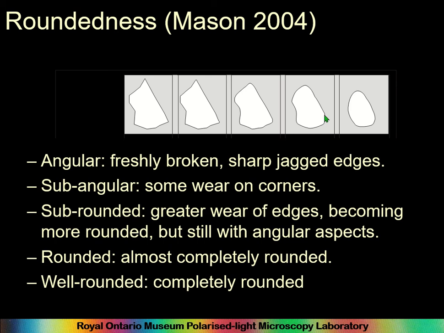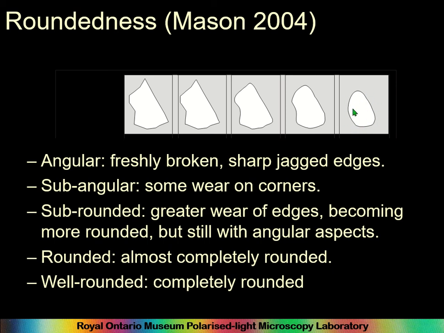Everything's been worn somewhere a little bit, but it's not well rounded. This is well rounded. So well rounded means it's all rounded. There are no embayments, there are no straight bits, it's just everything has had a good rounding.